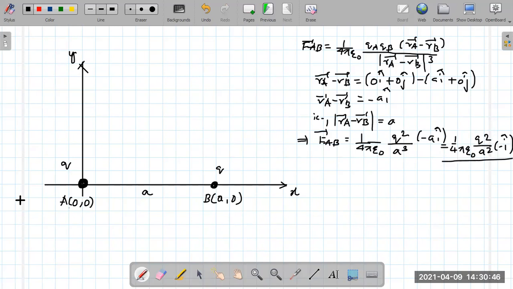We could have said this directly because charges are Q, distance is A, and because both of them are of the same nature, the force on A due to B is repulsive. Is that right? So this is the force on A due to B. This is the force on B due to A. If you want force on B due to A, simply put a negative sign: 1 by 4 pi epsilon naught Q square by A square in positive i cap direction.